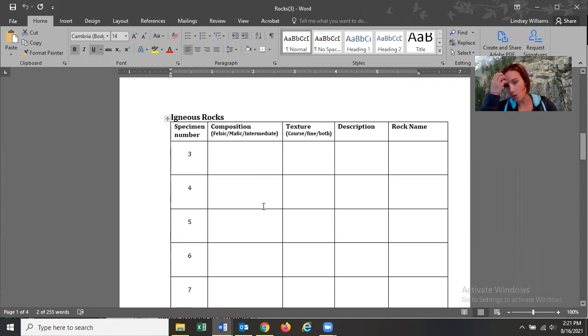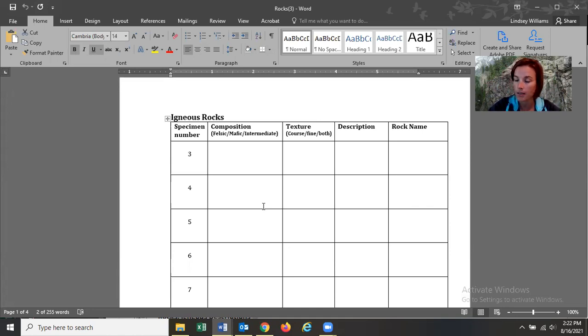Now, igneous rocks, we identify those based on their composition. Is it felsic, mafic, or intermediate? And from reading your chapter, you will know what that means. Felsic is light, low density, okay? Mafic is dark, high density, all right? Intermediate, in between, okay? Texture, is it coarse-grained or fine-grained? Is it phaneritic, big, or aphanitic, little?